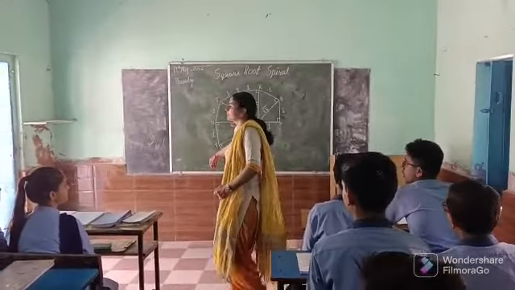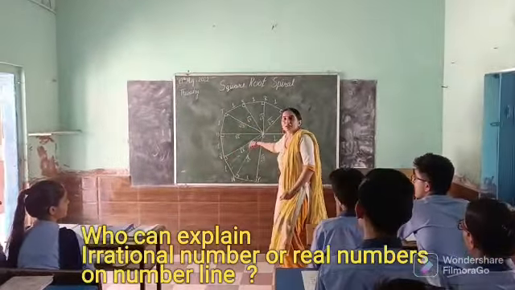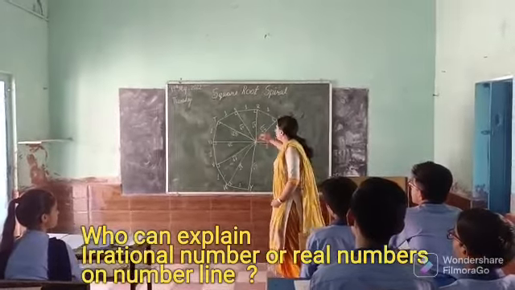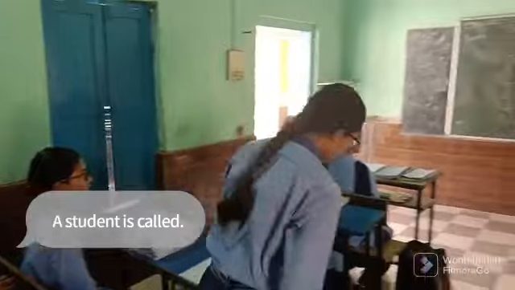Now, who can explain, beta, irrational numbers, real numbers on the number line? Who can explain it, beta? Yeah, beta. Very good, come on.